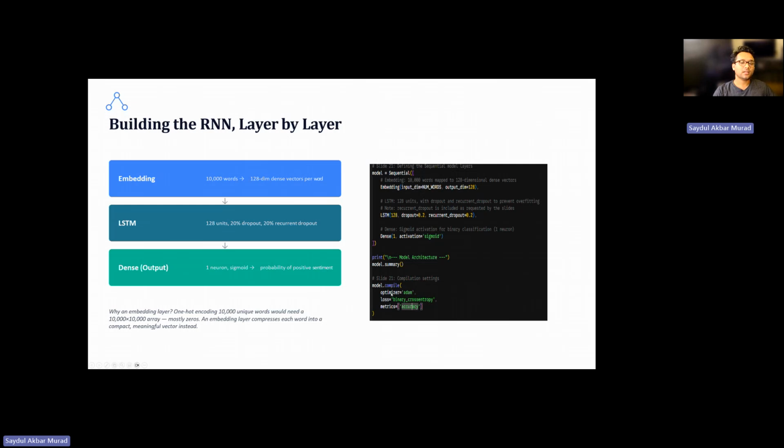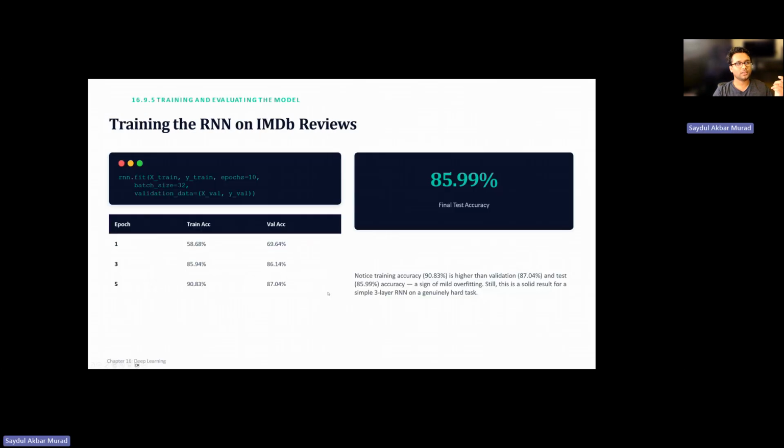And you can print the summary of that. What I'm using here is the Adam optimizer, binary cross entropy, and for metrics, I'm considering the accuracy. Okay. I created the model. Now it's ready to train.